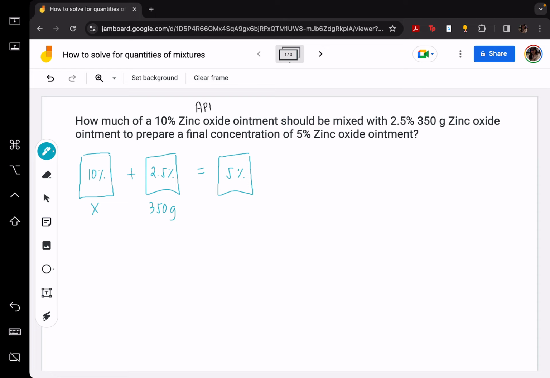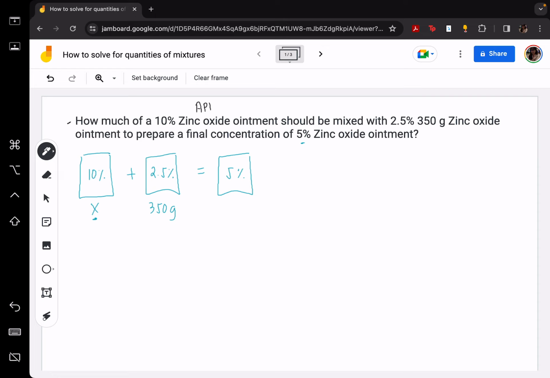Remember, the amount that you're looking for is the raw material, the 10%, not the final concentration, not the 5% final amount. You're looking for the 10% amount. So the first approach is very straightforward. You're basically converting your statement here to a math statement.